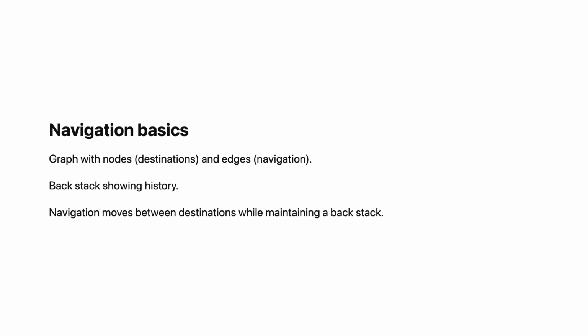Navigation is moving between destinations. A destination is a screen or content the user can reach: a home screen, a detail screen, a settings screen. Navigation forms a graph. Destinations are nodes, transitions are edges. Users traverse this graph. The backstack tracks navigation history.